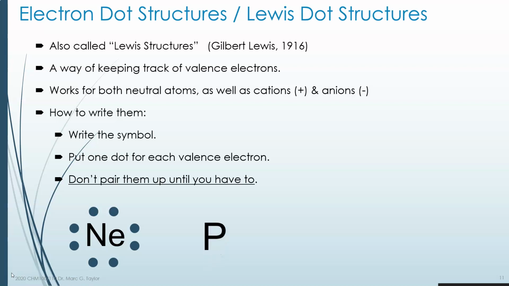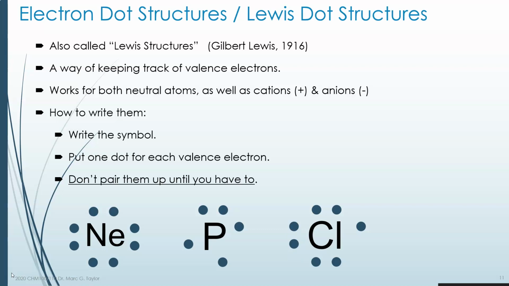So phosphorus has 5 valence electrons. So 4 of them take one side each, and then you put the 5th one paired with another. Chlorine has 7 valence electrons, so we put 4 in there, and then the other 3 have to find a pair. Now you might be asking, does it matter which side I pair up?